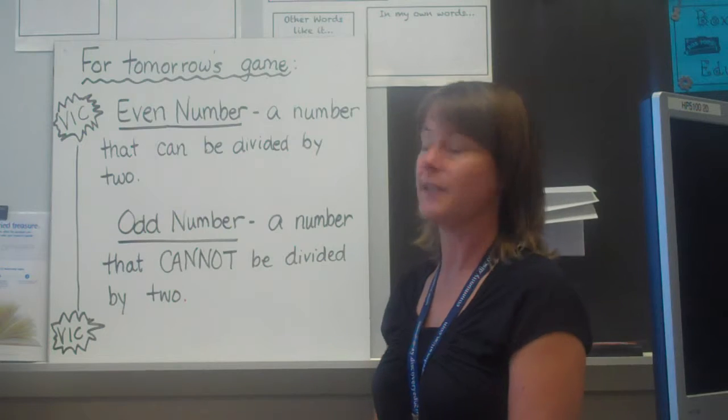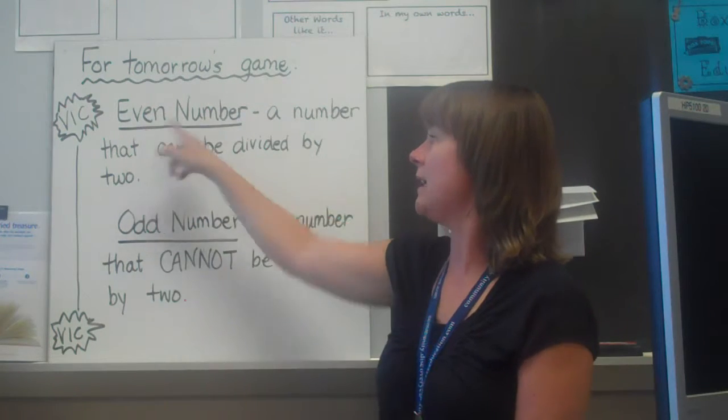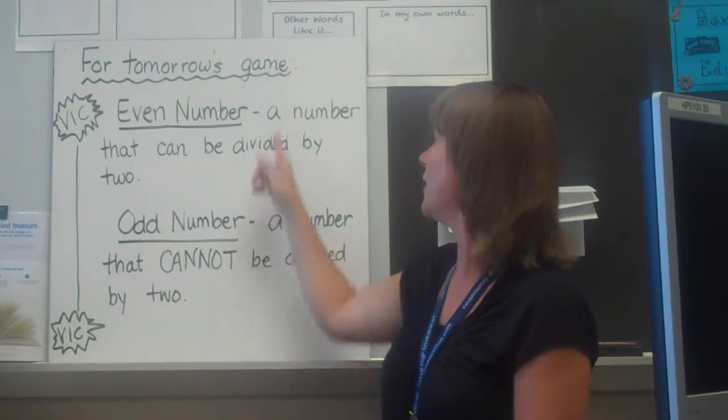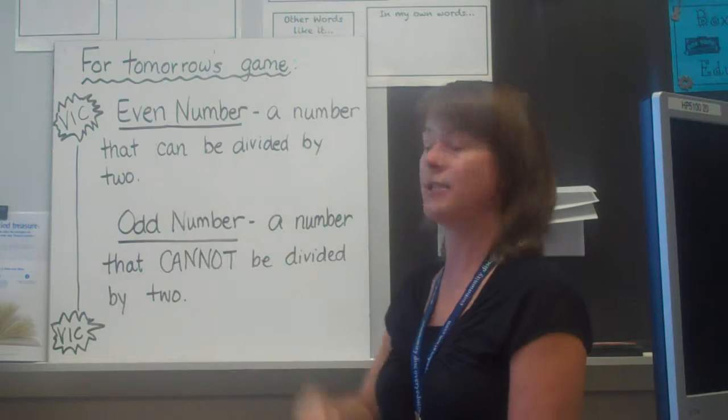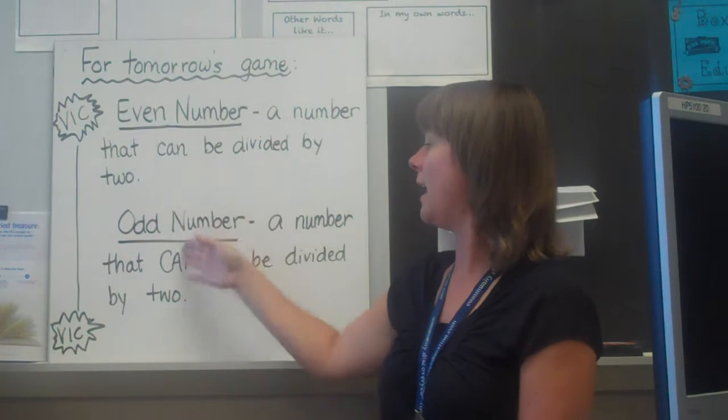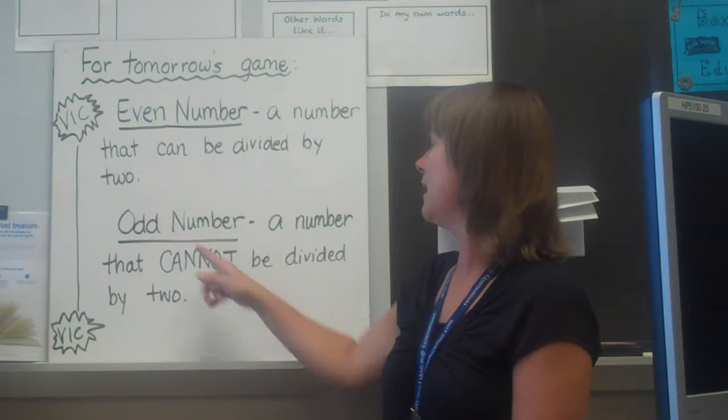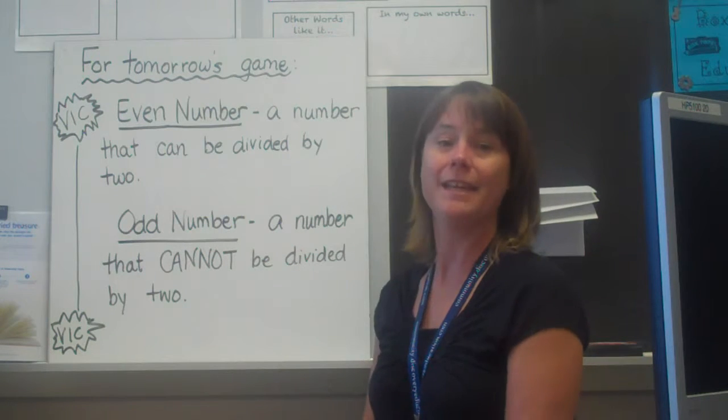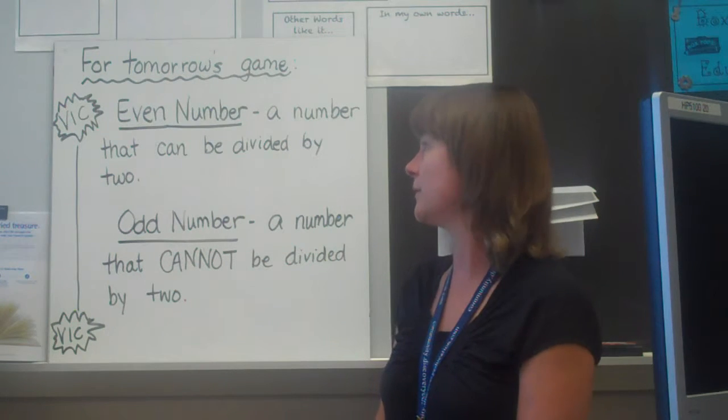Here is another one that you need for tomorrow's game. Even numbers. An even number is a number that can be divided by 2. An odd number is the opposite of that. An odd number is a number that cannot be divided by 2.